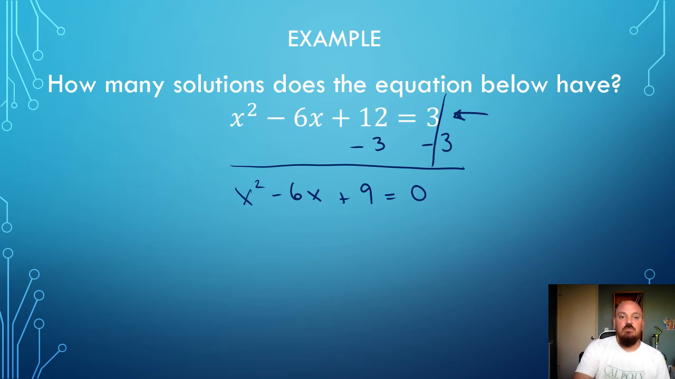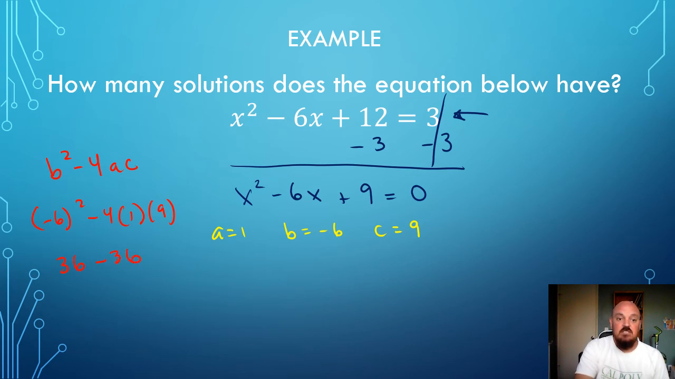Now I can pick out all the important information. I can say a is 1 this time, b is negative 6, and c is 9. So let's do our discriminant, our b squared minus 4ac. So this time it's negative 6 squared minus 4 times 1 times 9. That would be positive 36 minus 36, and we get 0. So the discriminant is 0 this time. And what that tells me for our final answer here is this has one solution.